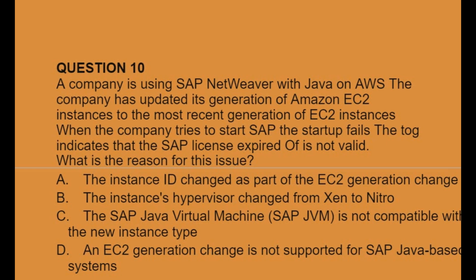Option A, the instance ID changed as part of the EC2 generation change. Option B, the instance's hypervisor changed from Xen to Nitro. Option C, the SAP Java Virtual Machine, SAP JVM, is not compatible with the new instance type. Option D, an EC2 generation change is not supported for SAP Java-based systems.